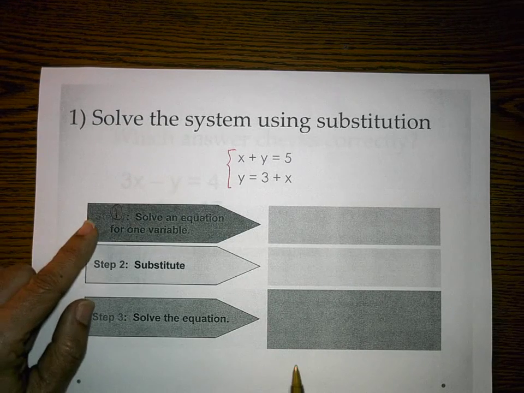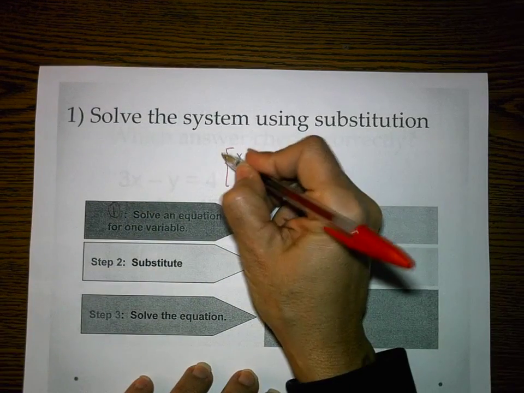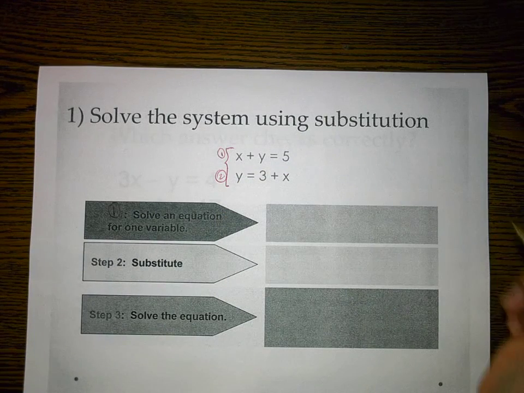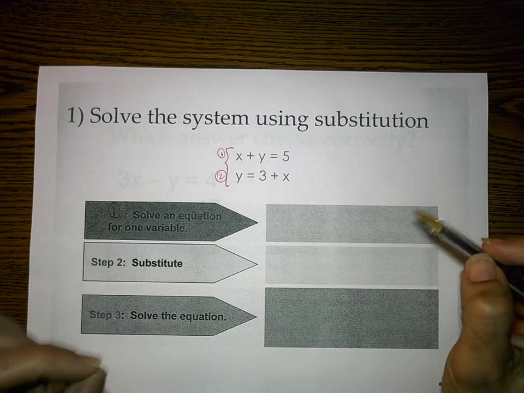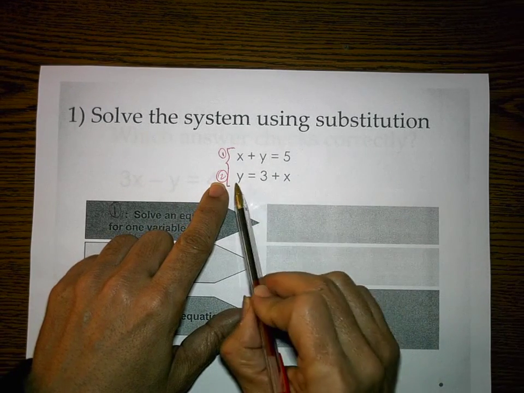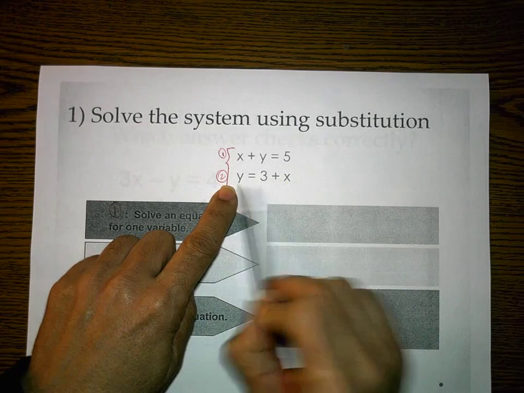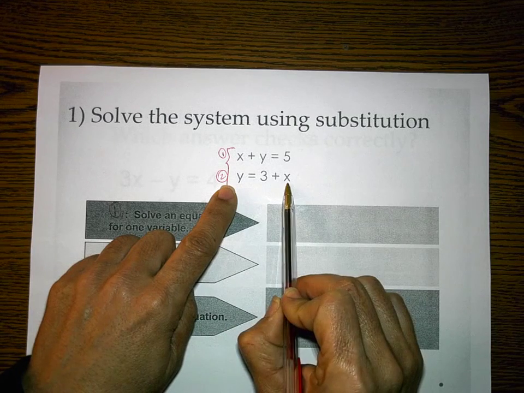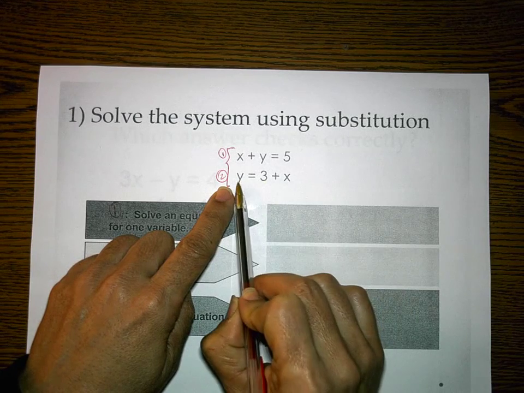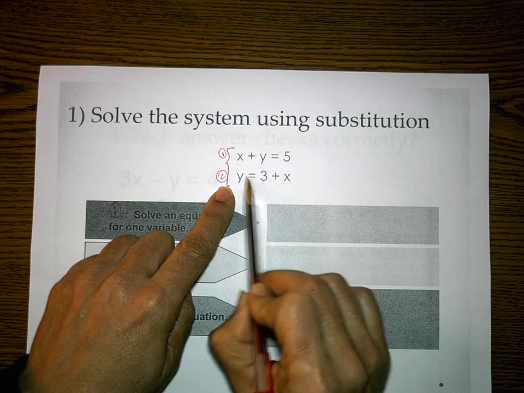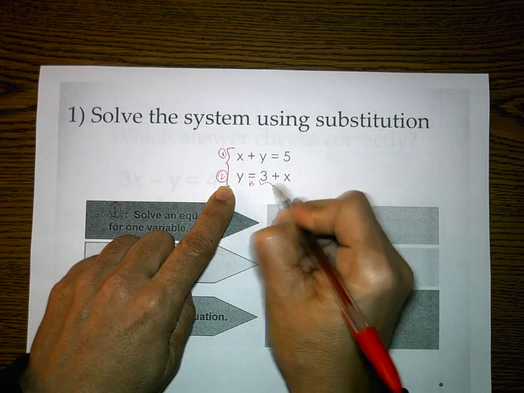So the first thing I need to do is solve the equation for one variable. Two things are given to me, equation number 1 and equation number 2. The first step I should do is solve one of them and get one variable isolated. When I look at number 2, I already see that one variable, the variable y, is already isolated. So I really don't have to do step number 1. It's already done for me. This is saying that y equals 3 plus x. The equal sign can be used as the word "is." So y is 3 plus x.